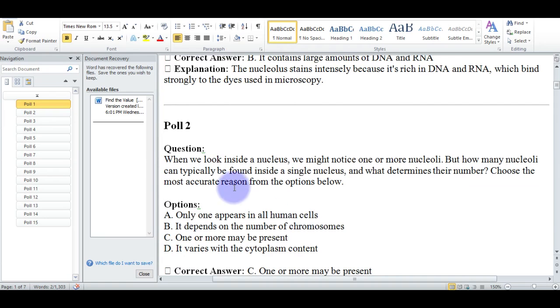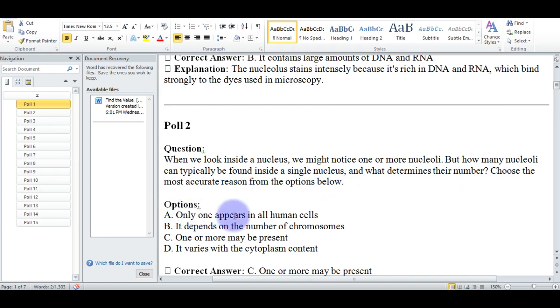Let's look at question number 2. When we look inside the nucleus, we might notice one or more nucleoli. But how many nucleoli can typically be found inside a single nucleus? And what determines their number? Choose the most accurate reason from the options below.